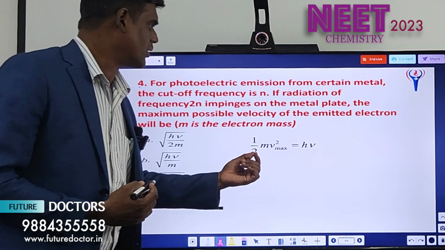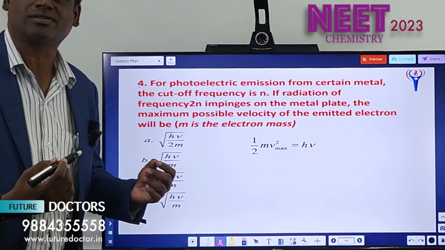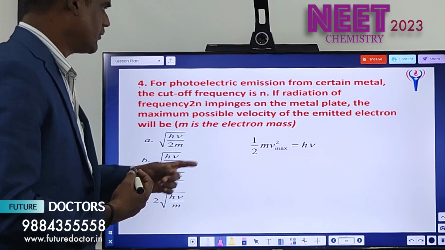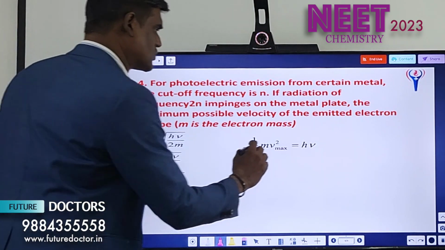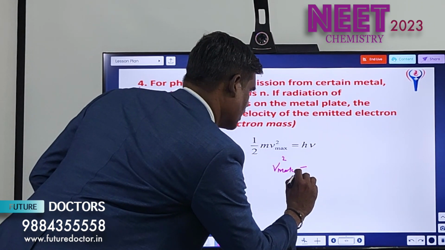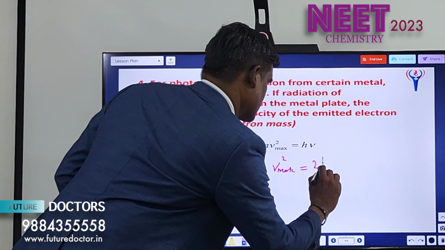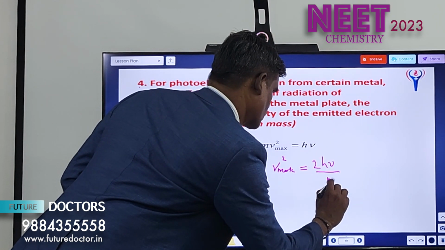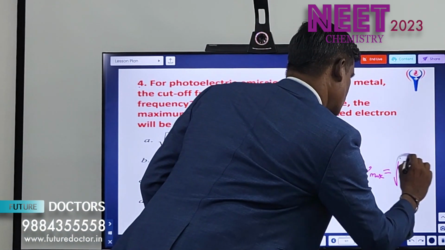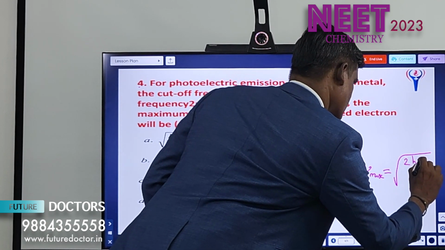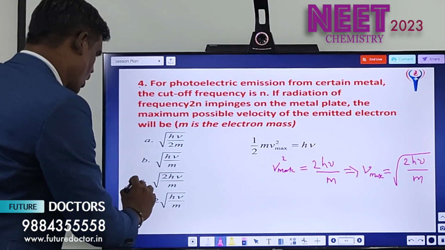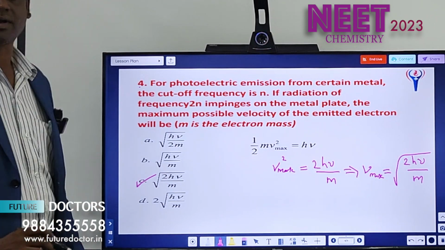We know the maximum kinetic energy equal to half m v max square, that is equal to h into nu. Here we want to find v max only. So v max square equal to 2h nu, m comes down. Then v max equal to square root of 2h nu by m, that is option C. Option C is the correct answer.